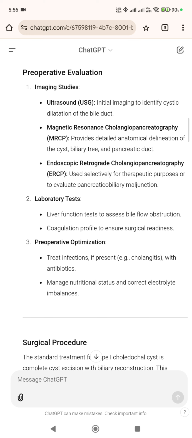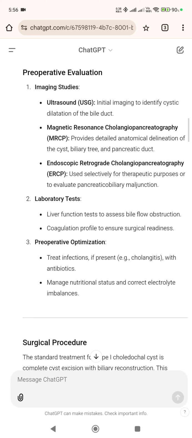2. Laboratory tests. Liver function tests to assess bile flow obstruction, coagulation profile to ensure surgical readiness. 3. Preoperative optimization. Treat infections if present, e.g., cholangitis, with antibiotics. Manage nutritional status and correct electrolyte imbalances.